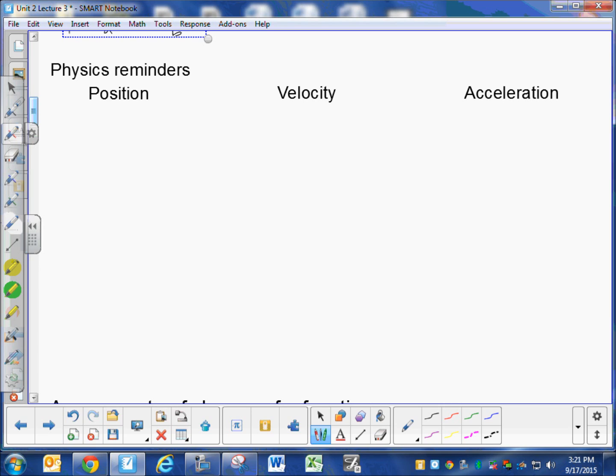So let's remind ourselves about position, velocity, and acceleration. Position, typically, we will use the function x of t or s of t. Very important: usually the first time people think about position, they get really confused. They think it's how far you've traveled. Position is just where you are located, not how far you have traveled.